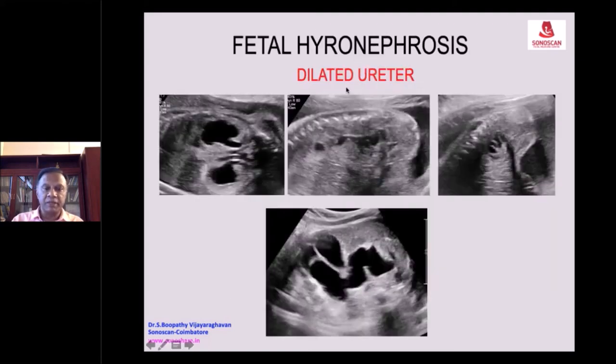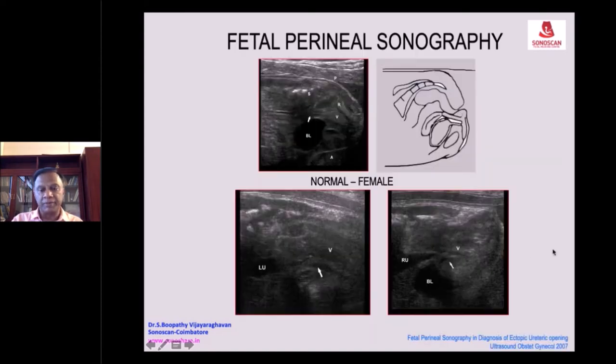Then you look for the dilated ureter. When you do the coronal scan of the kidney, you see the dilated upper ureter. Then you can trace it to look for the dilated mid and lower ureter, to diagnose ectopic ureteric opening into the vagina or urethra.